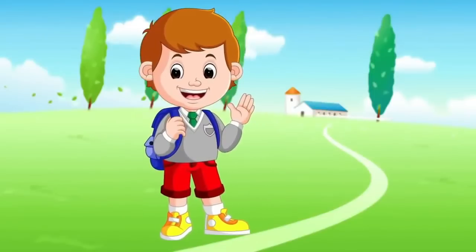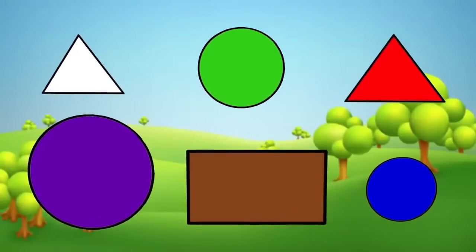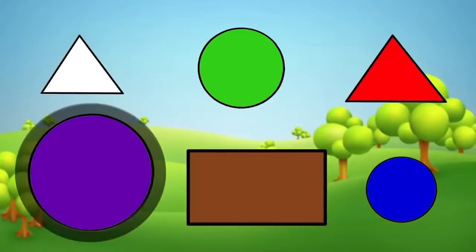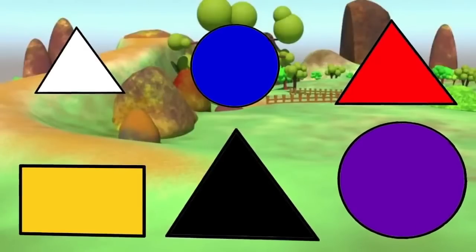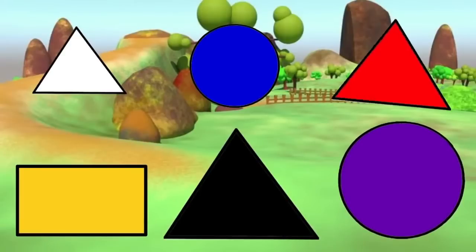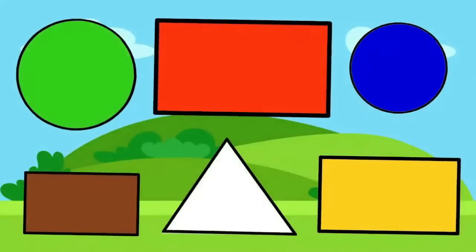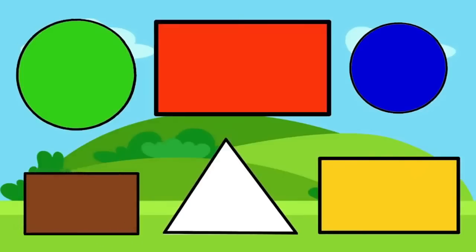Kids, now let's play a fun game. What color is it? It's purple. I see a large circle. What color is it? The large circle is purple. I see a medium triangle. What color is it? The medium triangle is red. I see a small rectangle. What color is it? The small rectangle.